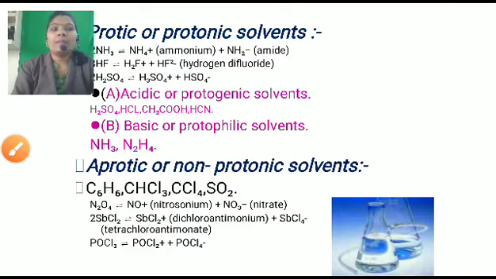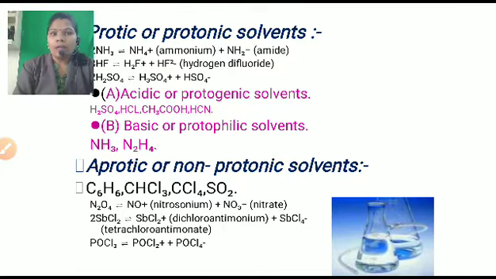Next, let us learn some examples of protic and aprotic solvents. The protic or protonic solvents include ammonia, HF, H2SO4. These are non-aqueous solvents which derive the proton, or contain the hydrogen or the proton. That's why it is called a protic solvent. Ammonia is a protonic or protic solvent. How does it react as a solvent?